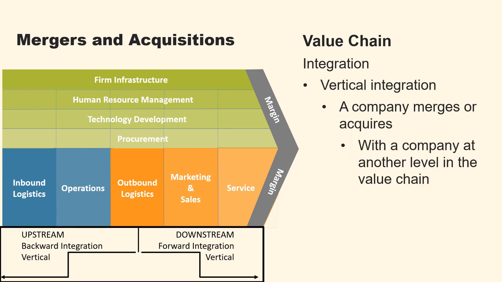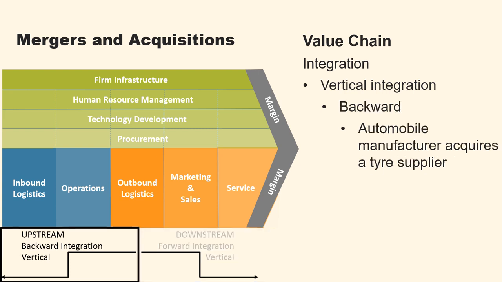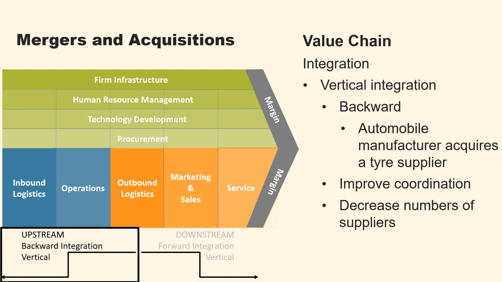Vertical integration happens when a company merges with or acquires a company at another level in the value chain. For example, when an automobile manufacturer acquires a tire supplier, it engages in backward vertical integration. This approach can reduce costs, improve coordination, and secure the supply chain. A company can decrease the number of its suppliers by acquiring them, thereby streamlining the supply chain.